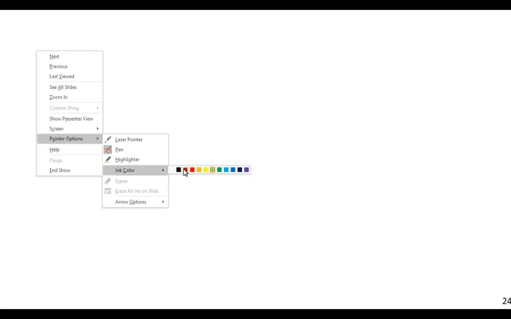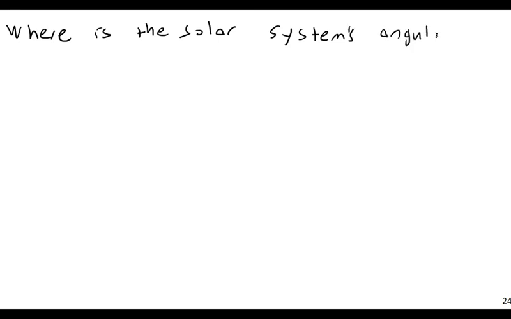And I would also like to mention something else in regard to orbits. Where is most of the solar system's angular momentum? Where is the solar system's angular momentum?